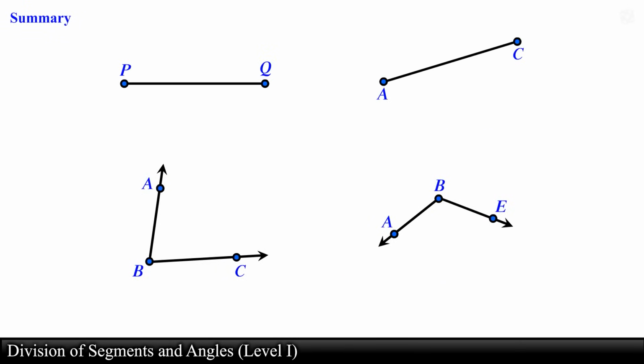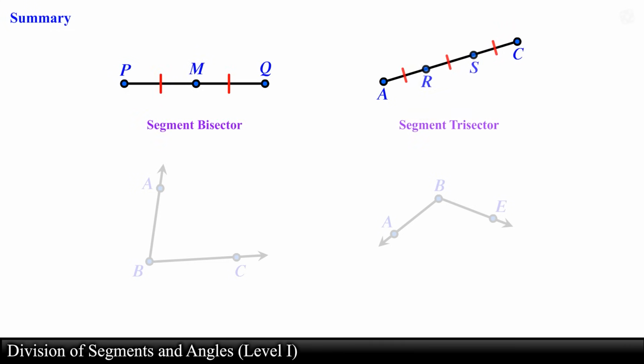Alright, so to recap, segments and angles can be divided. The special ways to divide segments include segment bisectors and segment trisectors. Segment bisectors intersect a segment at a point called the midpoint, dividing the segment into 2 congruent segments. Segment trisectors intersect a segment, creating 2 points called trisection points, which divide the segment into 3 congruent segments.